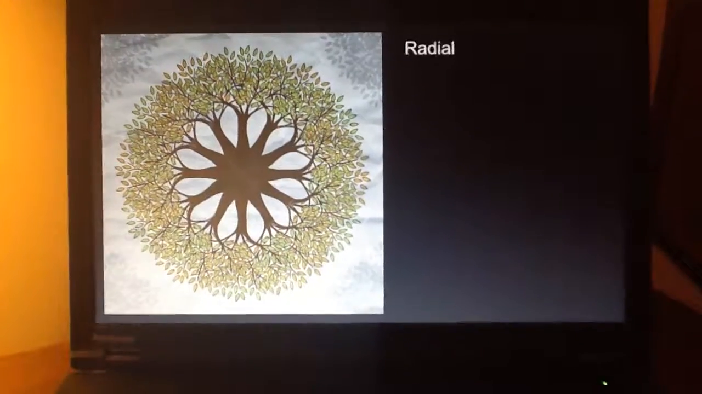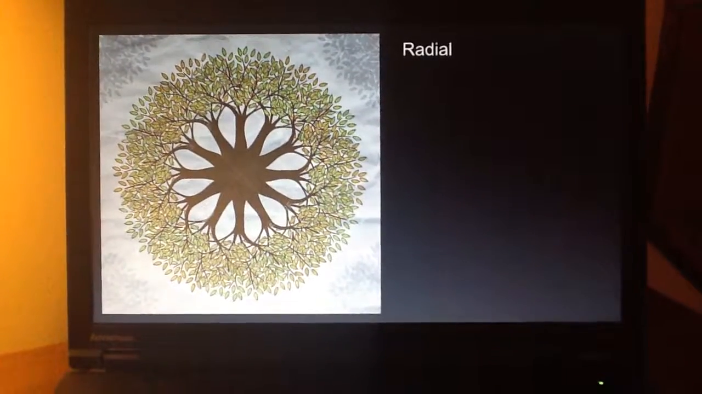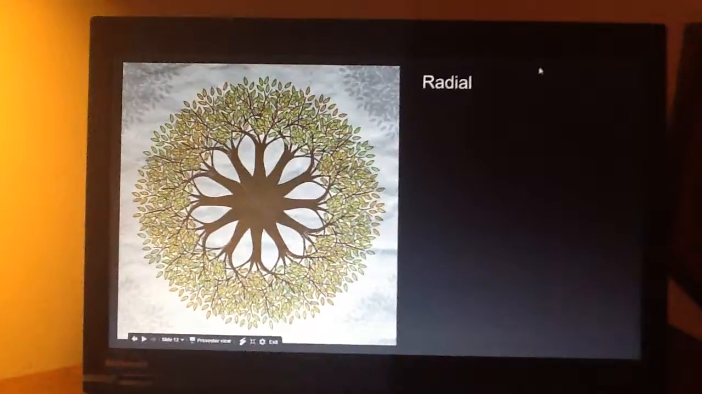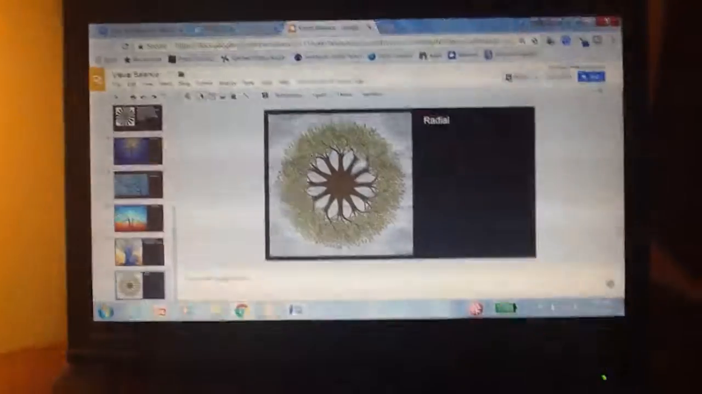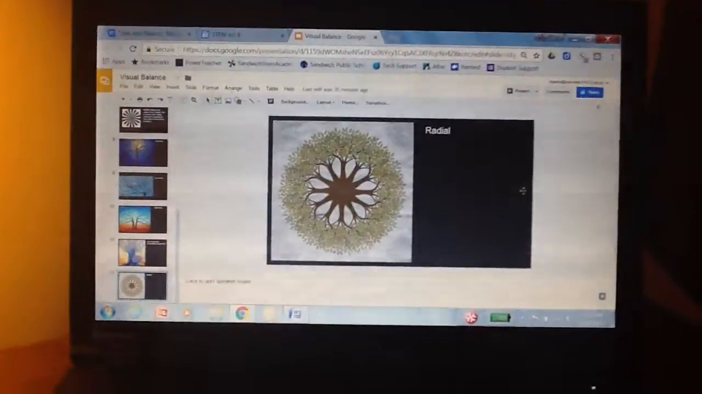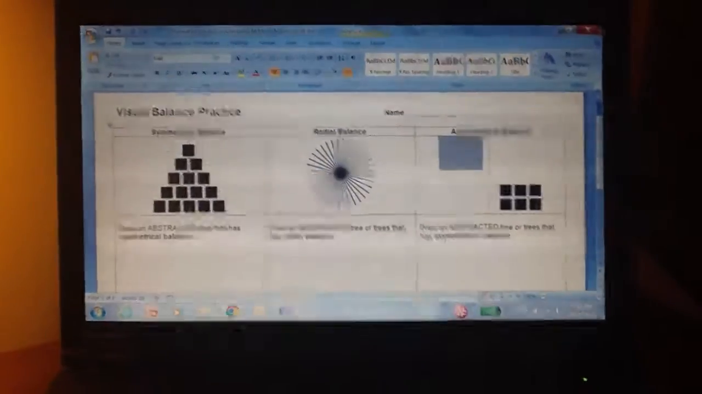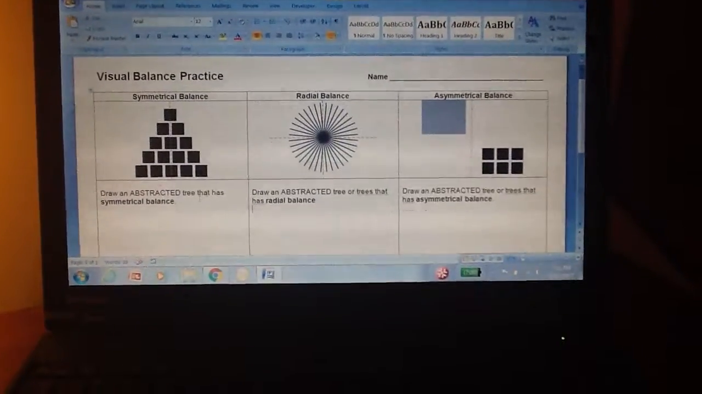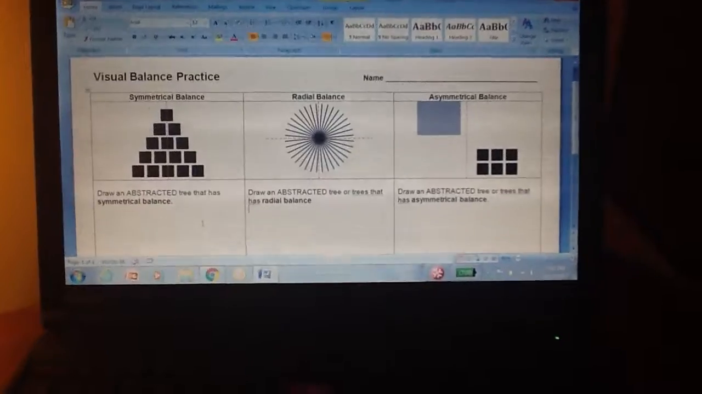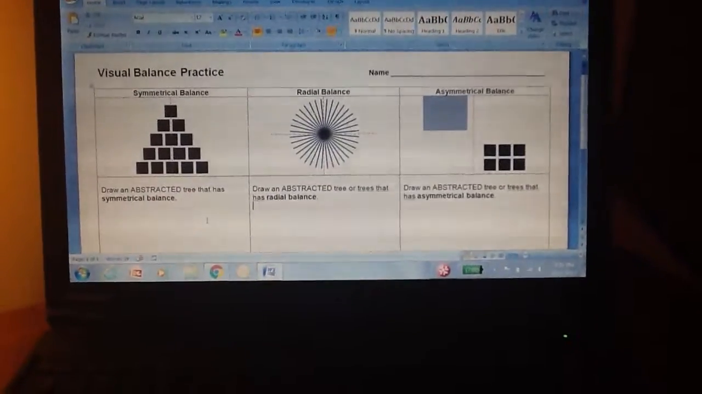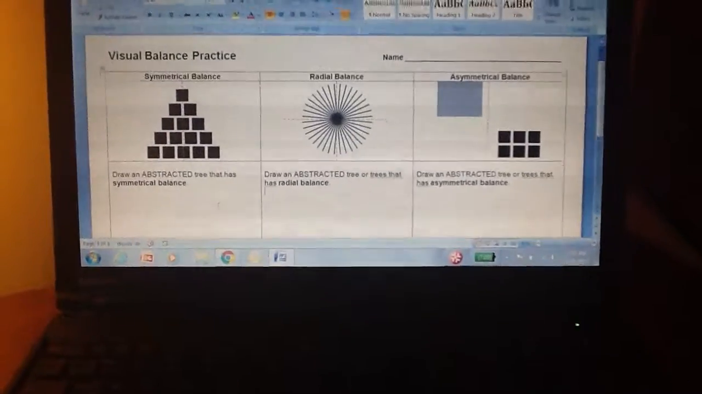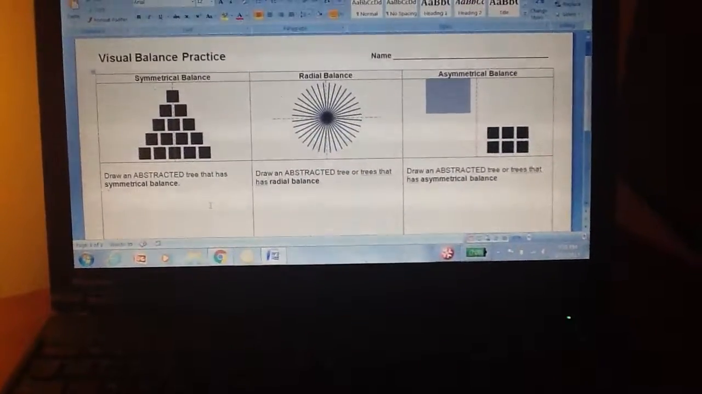You now should take your visual balance worksheet, and you should do examples. We'll point out what that worksheet looks like. This is your worksheet, and below each of the examples on the worksheet you will do a quick 5-minute sketch. This is a 10-15 minute practice. A symmetrical tree, an asymmetrical, and a radial.